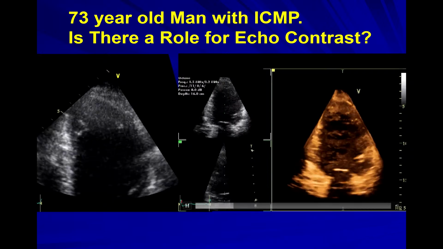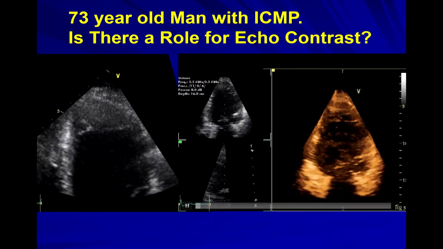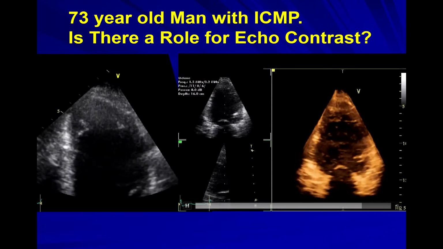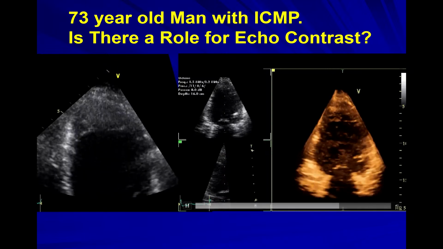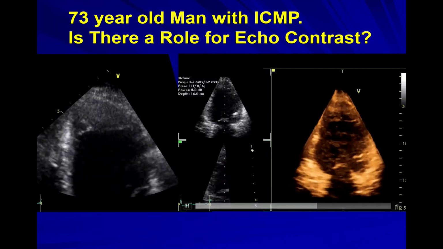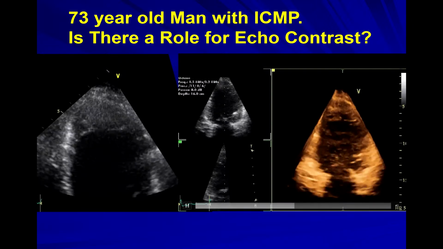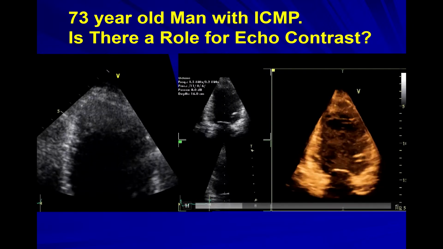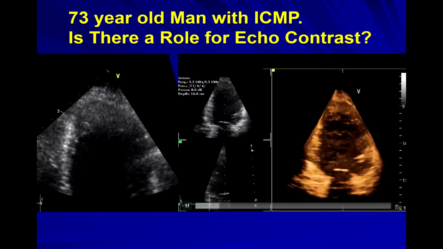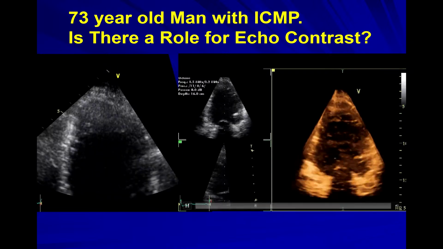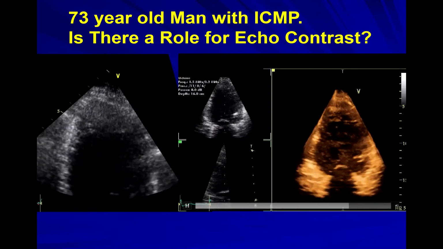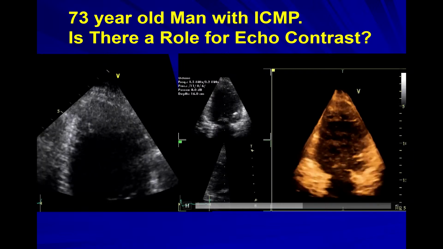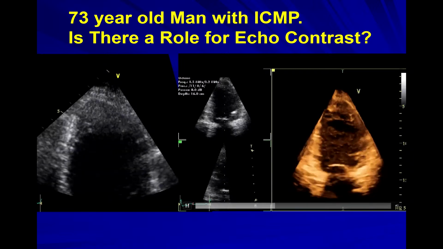So is there a role for echo contrast? Well, we said yes in a previous slide. And here are a couple of examples to show you where it can be helpful. This is a 73-year-old with ischemic cardiomyopathy, and you can see the LV is big and function is way down. You can't really see the endocardium at all. You really can't see the apex. But if you look at the epicardium, it looks like it may be akinetic, dyskinetic. It doesn't look like it's moving in the right direction as all the other walls.